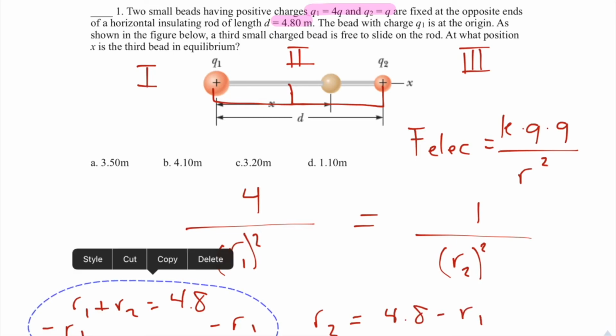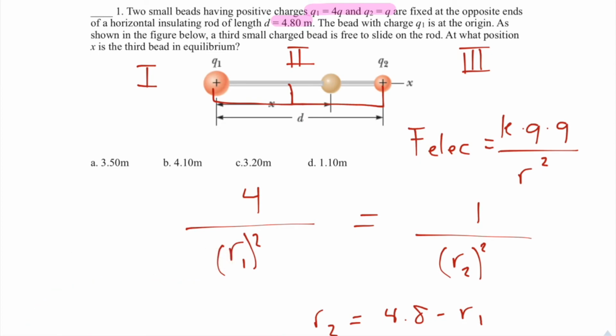So we just did that by relating R1 and R2 to each other. And then now we can substitute R2 into our equation over here. So I'm going to go ahead and do that for us real quick. So that's 4.8 minus R1. And then it's very important that you remember to square that. Now we've got the same variable on both sides. And because they are like variables, we're able to now solve for it.